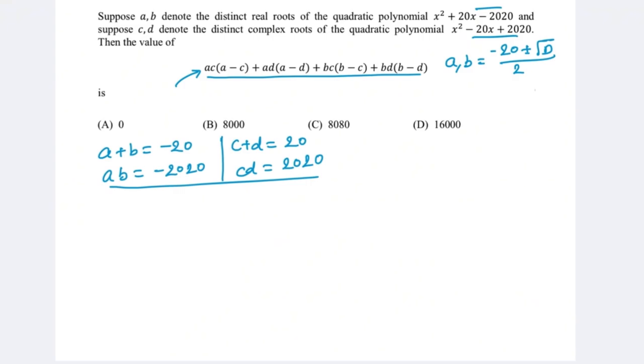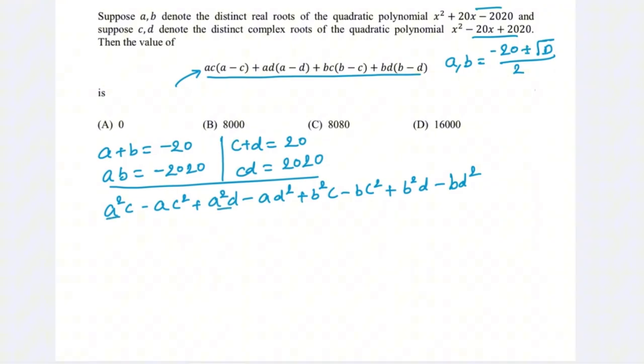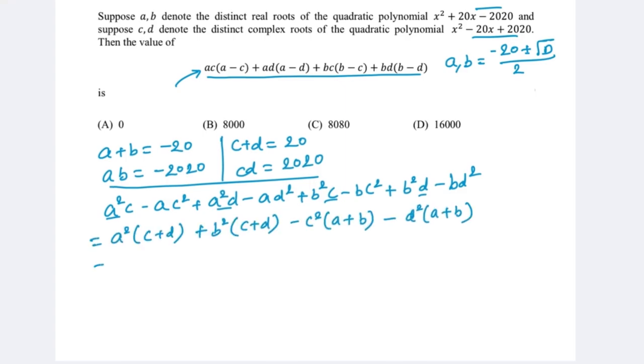Let's see. What if I just expand this expression? I will have, now I can take a square common, then b square common from these two terms, and so on. And I will have, for the simplification, we can see that we have the value of a plus b and c plus d, and we have to find this, which we can easily find.